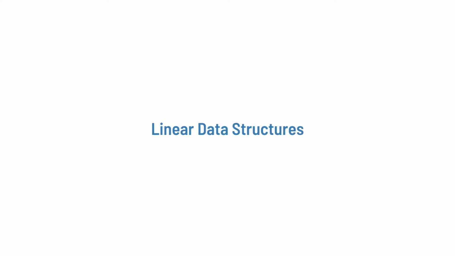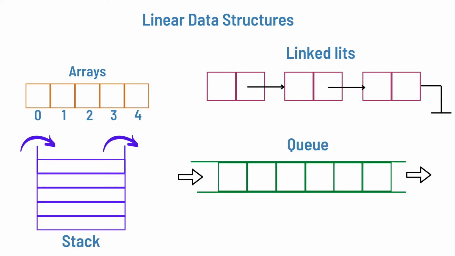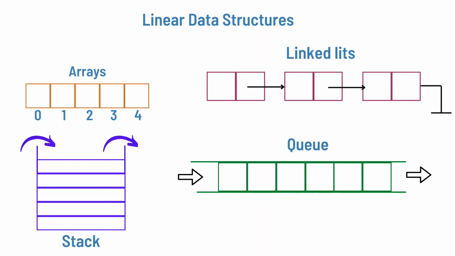So far in this series, we have learned about linear data structures: arrays, linked list, stack, and queue. All of these are basically collections of different kinds of data which are arranged in a sequential manner. All of the data structures shown here have a logical start and end. Now we know that these data structures are ways to store the data in computers.